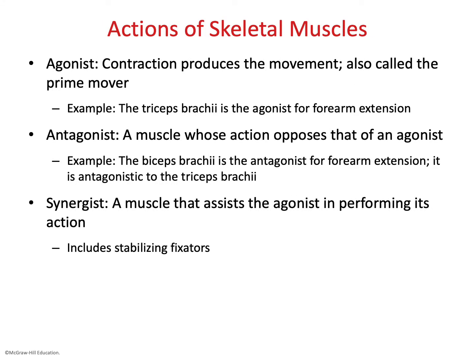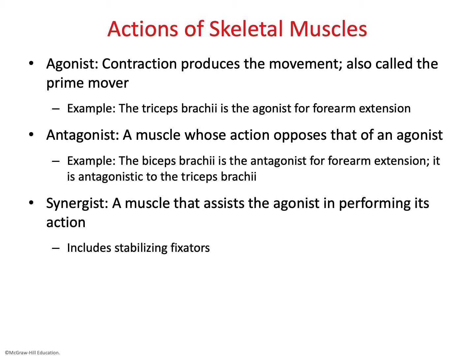The words agonist and antagonist have to do with muscles that have opposite actions to each other. So the agonist will be when the contraction of the muscle produces the movement. Also, it's called the prime mover. So an example that they give you is your triceps, which is located on your posterior upper arm. It's the agonist for forearm extension, so it'll be the prime mover of straightening your arm.